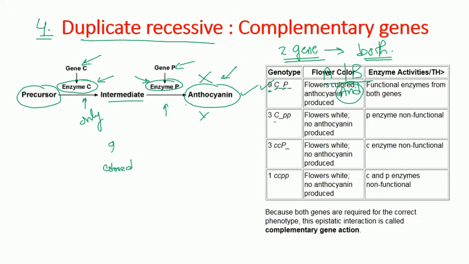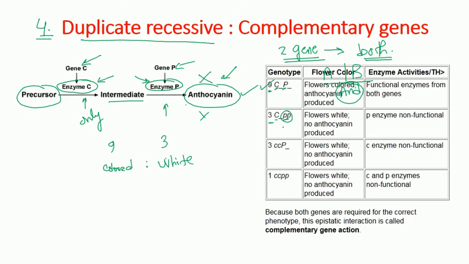Now let's say 3 of the 16 have only capital C in one locus, and in the other locus we have small p, so there is no capital P. As I told you, if only C or only P is present, we won't see the production of anthocyanin. So no anthocyanin is produced, no coloration. So the flower will be white.